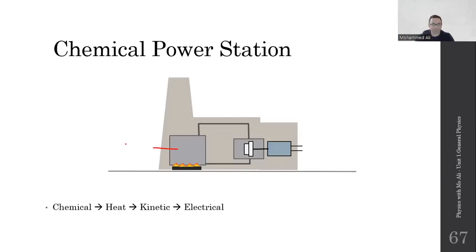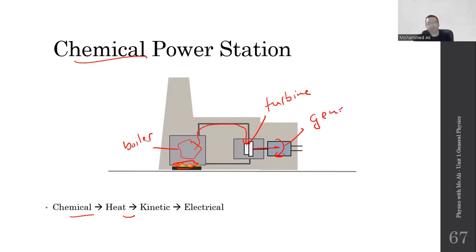You have a boiler in the chemical power station. You burn your fuel, which converts chemical to heat energy. The water turns to steam. The steam hits what we call a turbine, which is just a big fan. The turbine spins a generator.